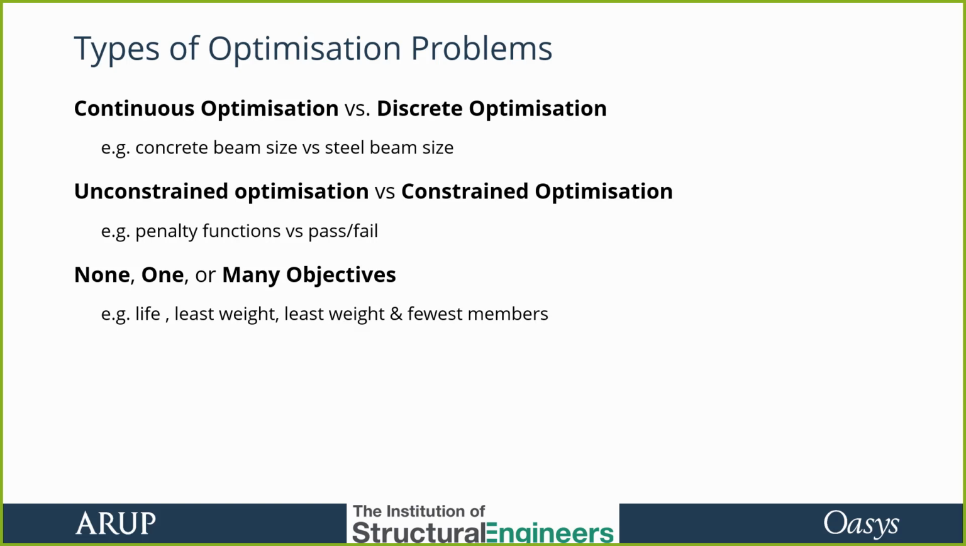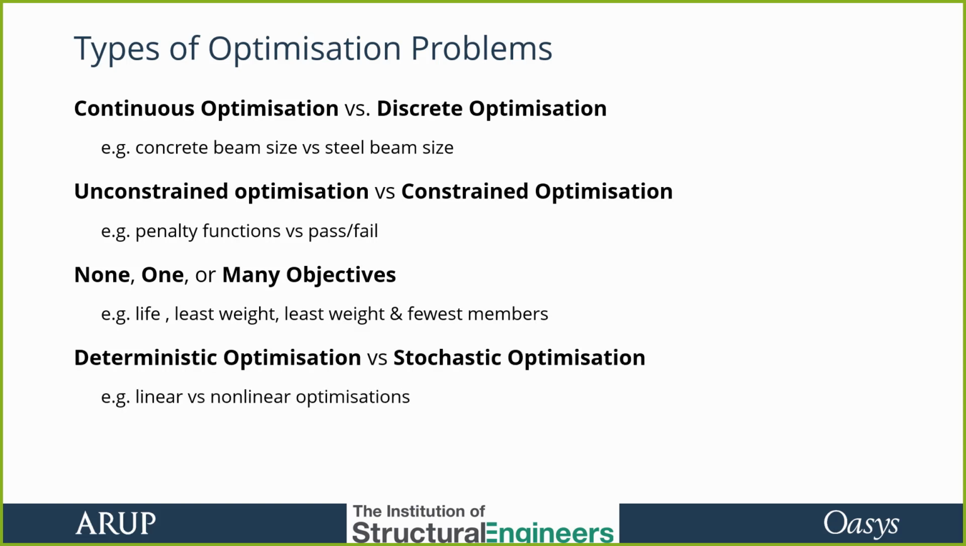Numbers of objectives. All design is a compromise. If you're dealing with one objective, let's say least cost or least weight, then you can be pretty sure you can get the definite answer, or at least a pretty good answer. When you're dealing with multiple objectives, like least weight of steelwork plus least number of beams to minimize the connections, then there's a compromise. We'll look at some other multi-objective examples in the presentation here.